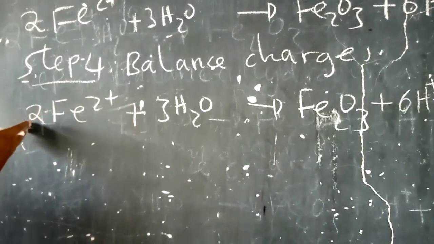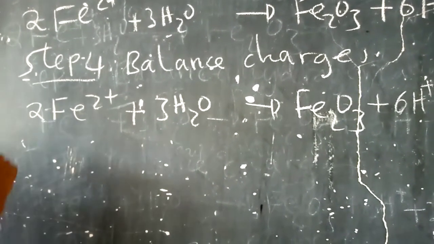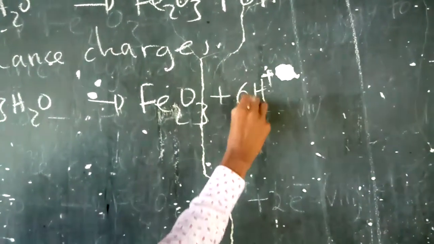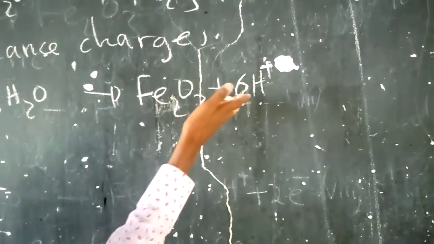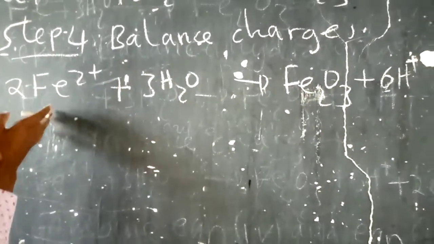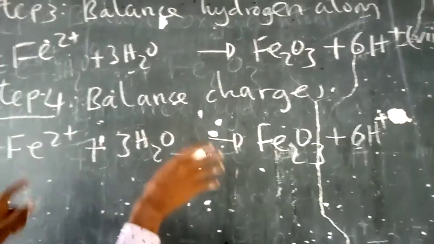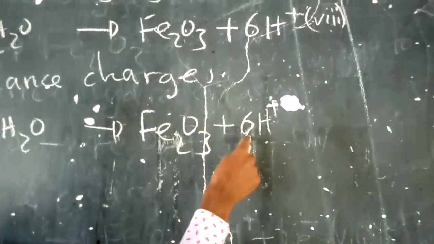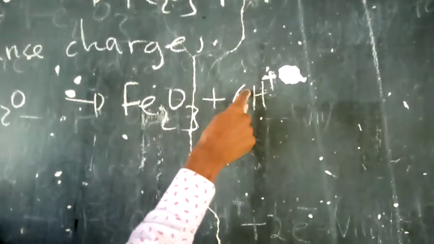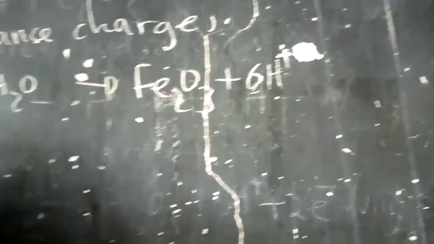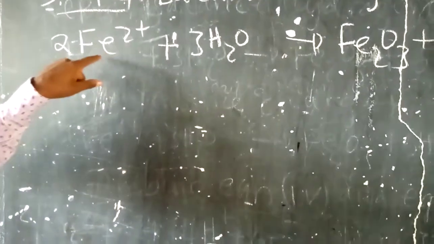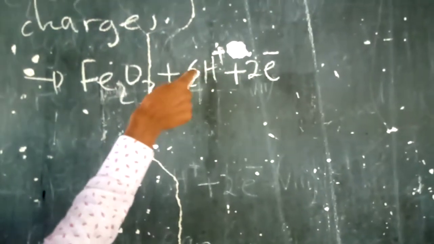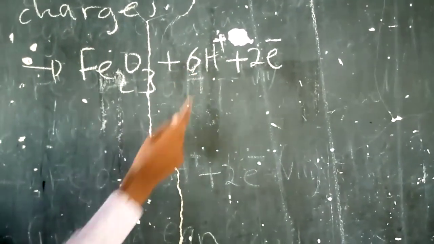2 times 2, you get 4 charges in the reactant side. How about in the product side? You have 6 charges. In the product side we have 6 charges, and in the reactant side we have 4 charges. As you see, the equilibrium is not balanced. So you have to neutralize: add 2 electrons in the product side so that you neutralize 2 charges, and you remain with 4 charges in the product side, matching the 4 charges in the reactant side.